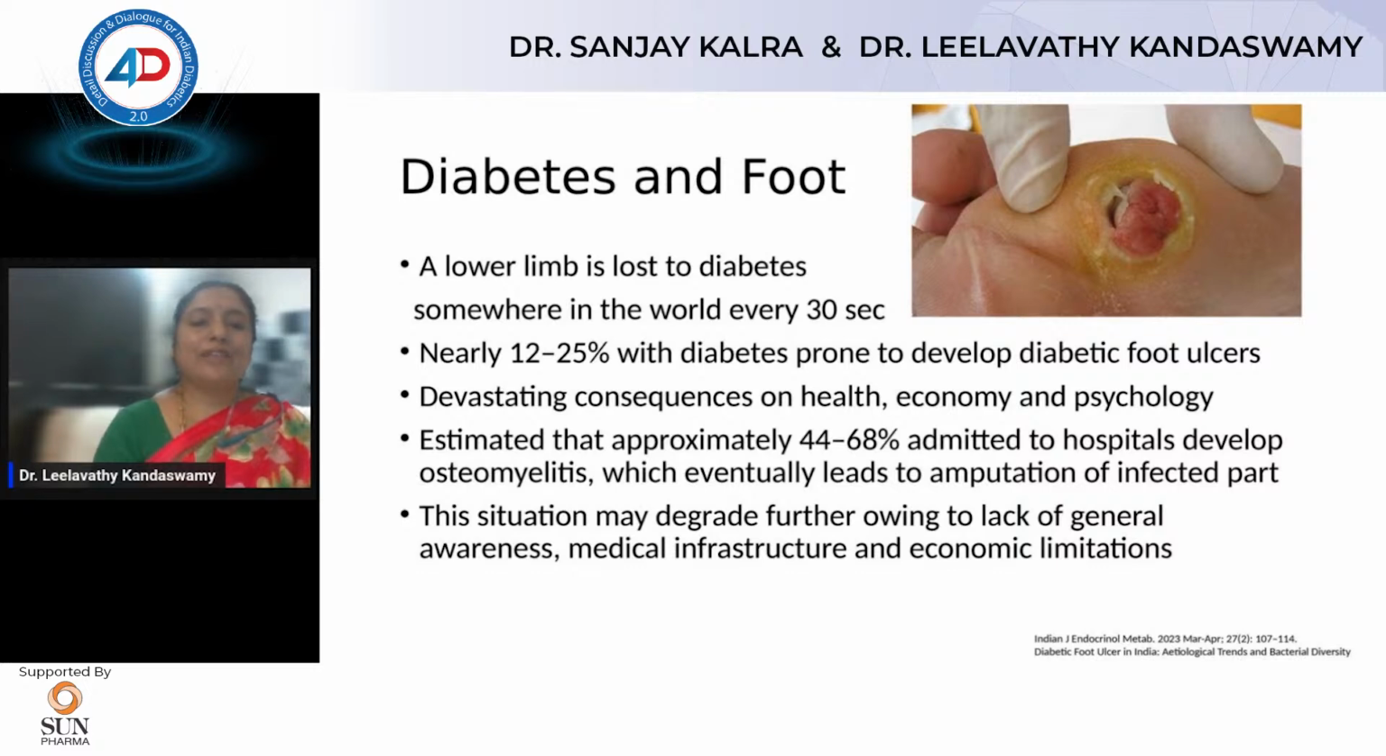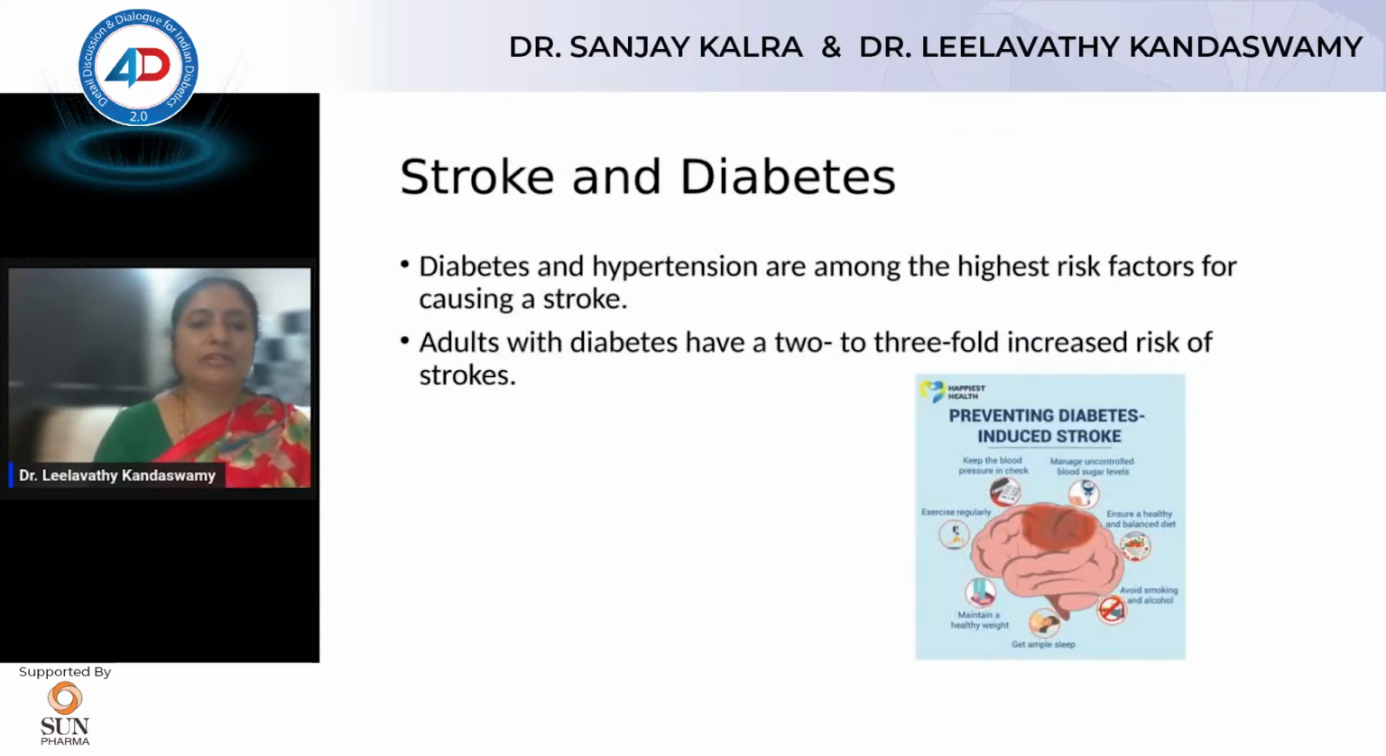And every 30 seconds, we are losing one limb in the world, and it can have devastating consequences on health, the economy, and the mental health of the patients. It is important that we address this and create awareness and improve the medical infrastructure and work through the economic limitations to prevent acute diabetic foot.